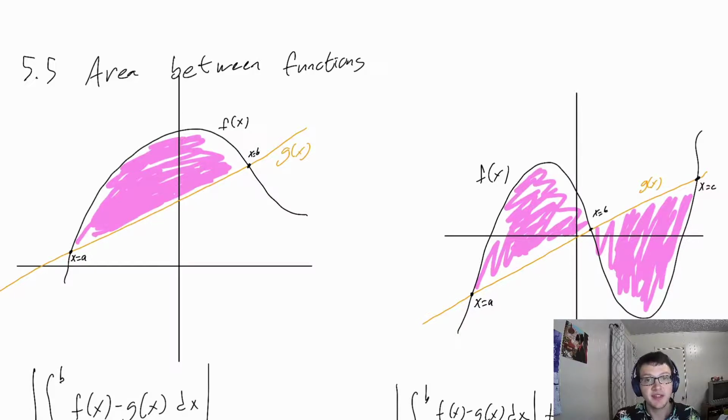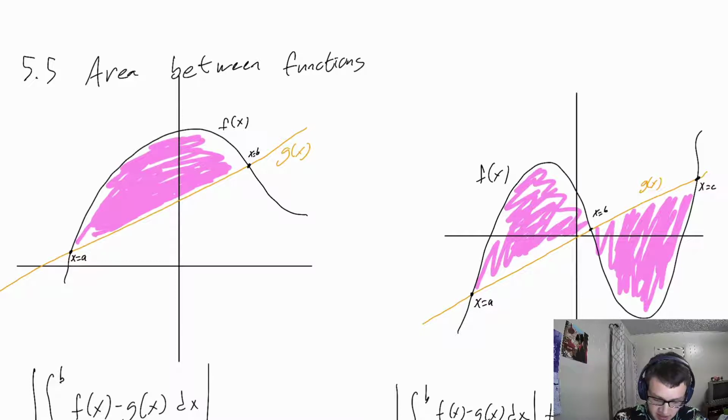Hey everyone, welcome to this, our last review video, and hopefully the shortest one as well. This deals with everything after our most recent exam, so it's section 5.5 in chapter 7. So 5.5 deals with area bounded between functions.